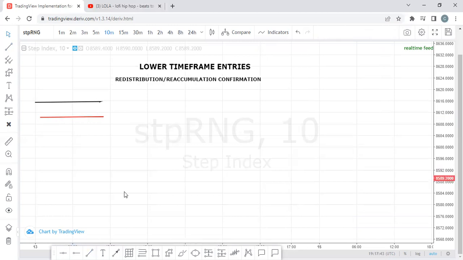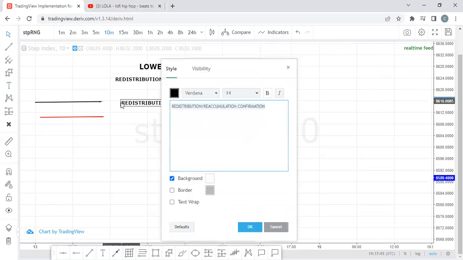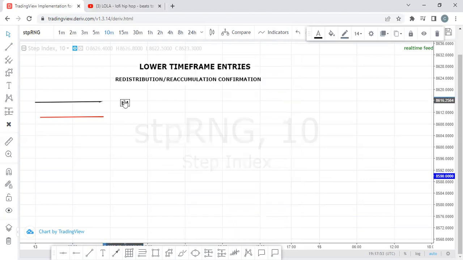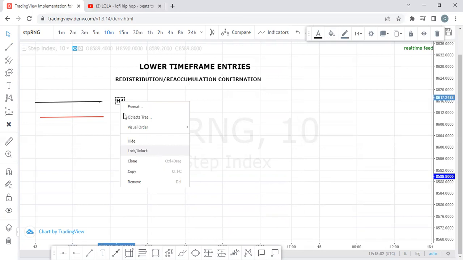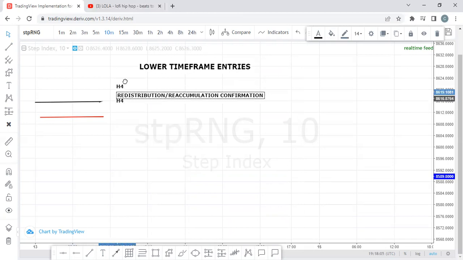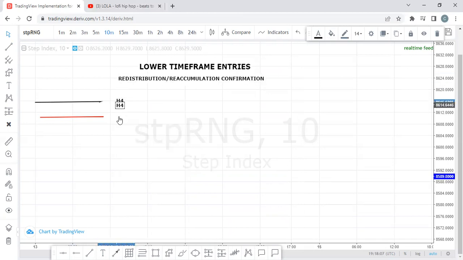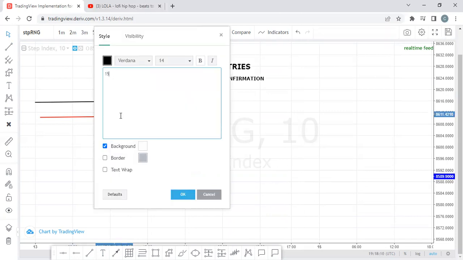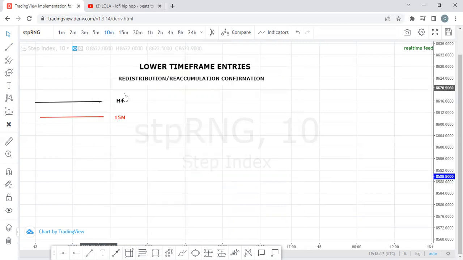Let's add a text by the side. So the black one is the H4, the 4-hour time frame, and the red line is the 15 minutes time frame, which is the lower time frame. I'll just clone this and edit it, change the color and all of that. So we have this and this. We can edit this and have our 15 minutes time frame, then change the color and make it red as well. So the red line is 15 minutes and the black is 4 hours.